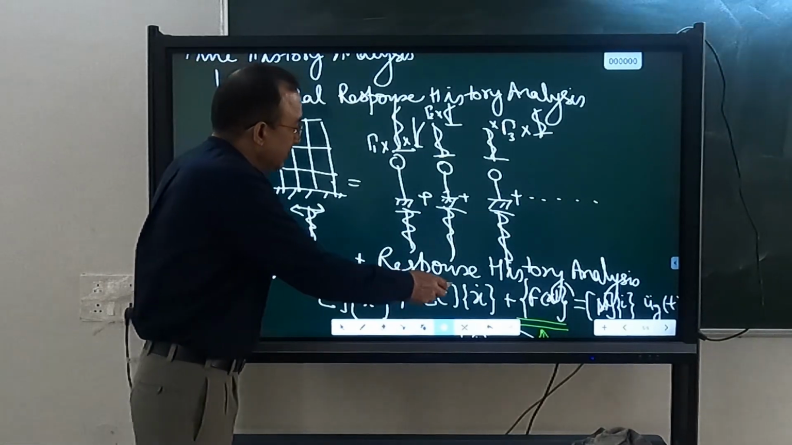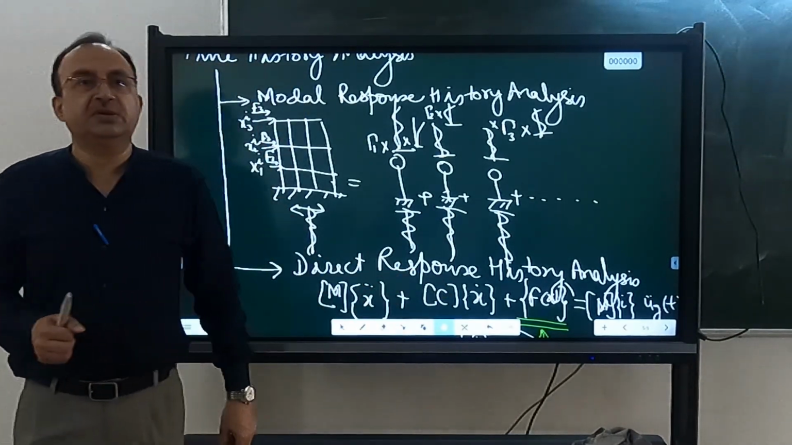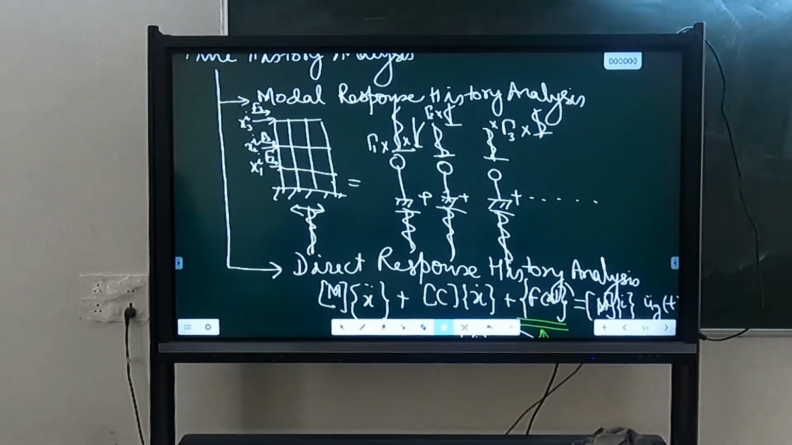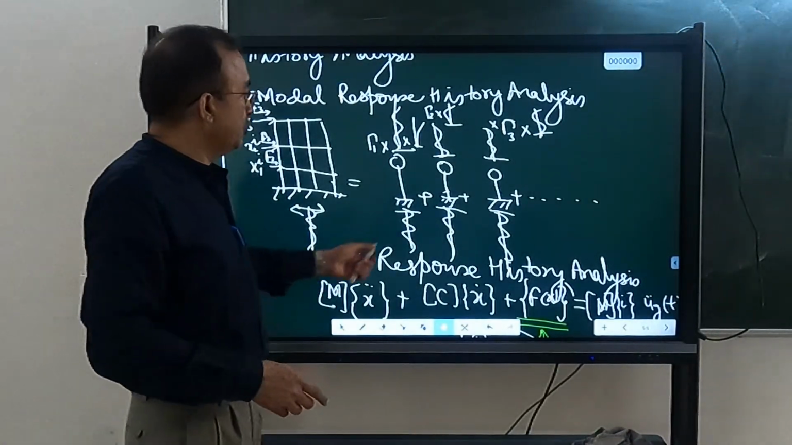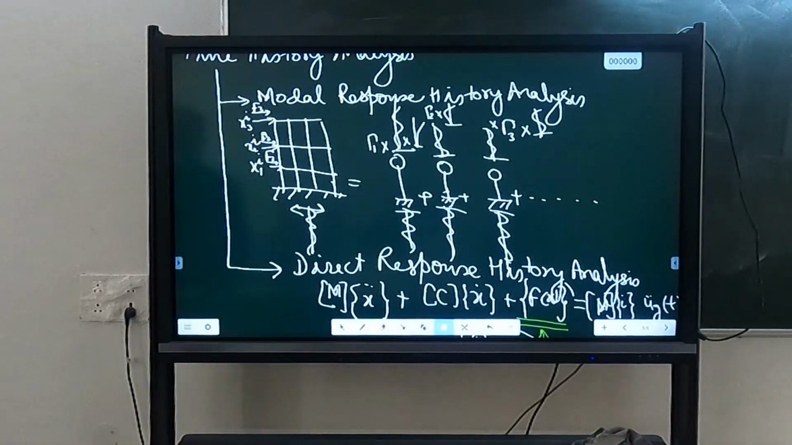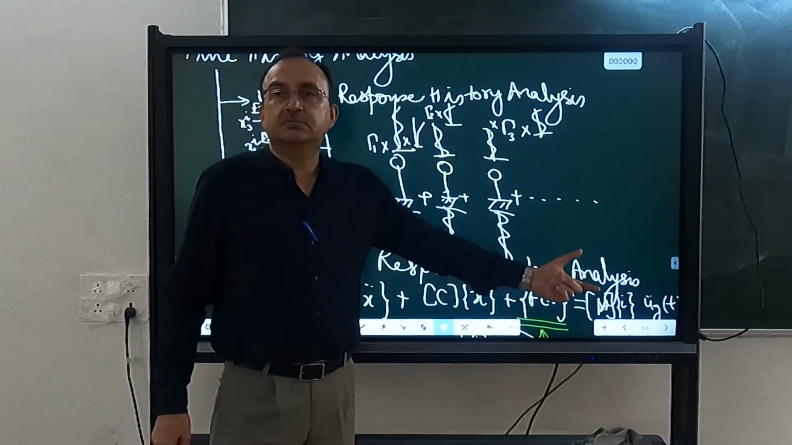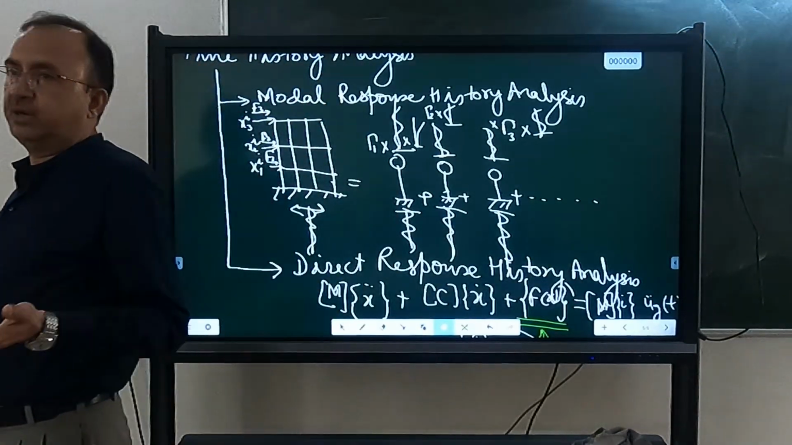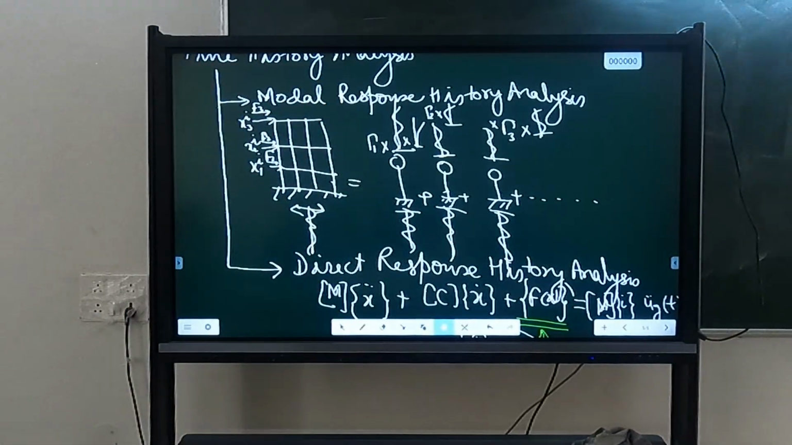So m x double dot and c x dot we have to consider numerically. That's why this is pseudo. What is our ultimate aim? Because we have m x double dot, c x dot, and f x. The ultimate aim is to solve this equation, either numerically or experimentally. I am telling you both methods. Displacement we are applying on the structure, and the solution from this equation we will also get as displacement. So what is the aim?